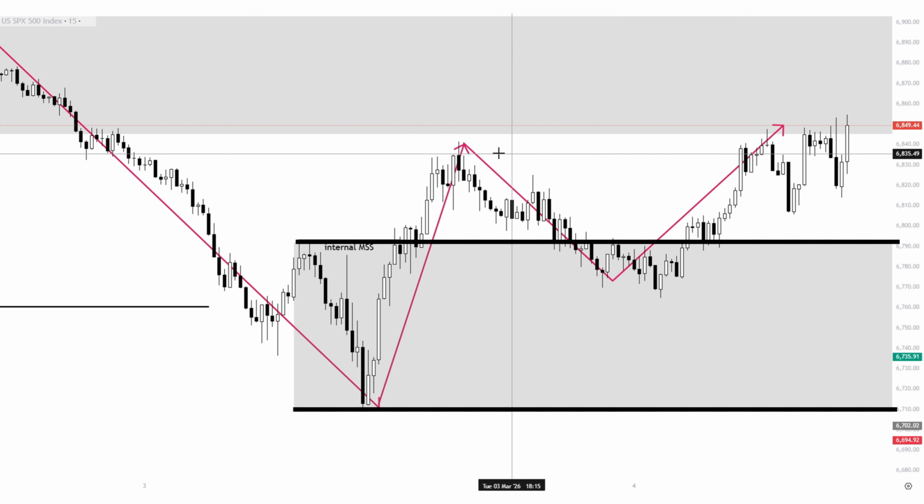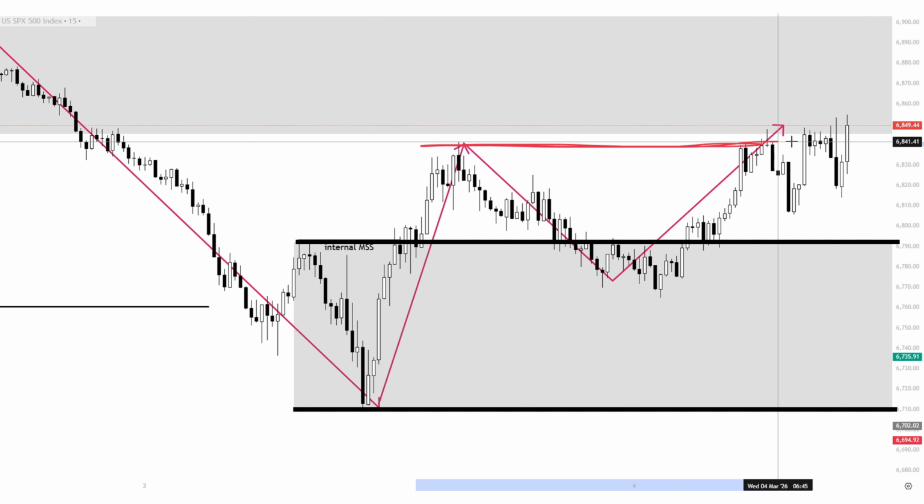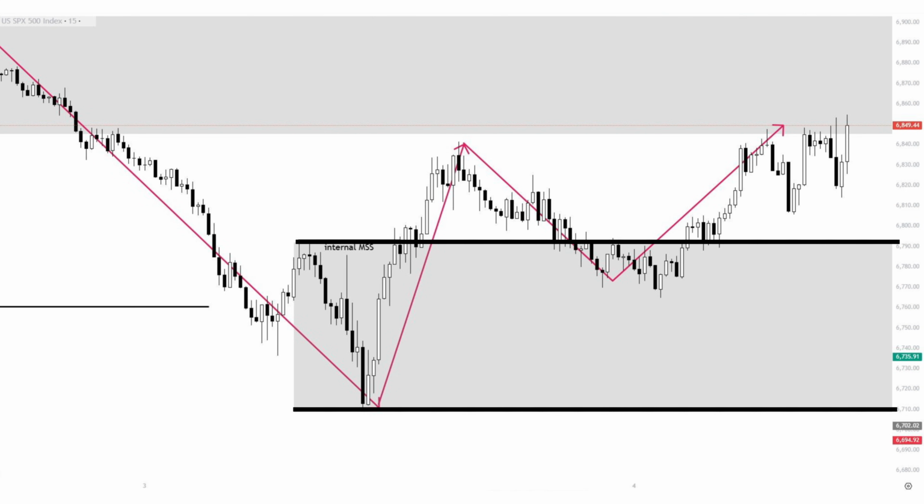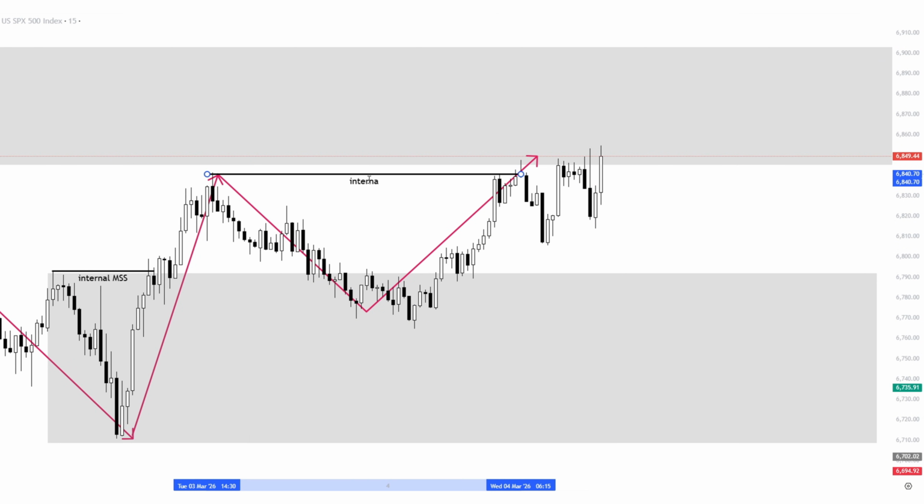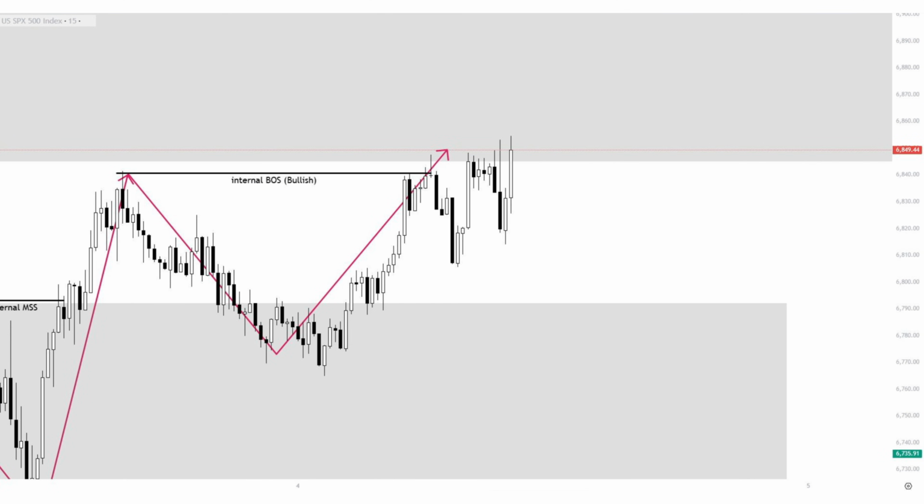This bounce managing to break above the last internal high. So that's a break of structure. And since this happened on the lower time frame, on the internal price action, this is an internal break of structure. That's not saying anything complicated besides the fact that the internal uptrend has continued.